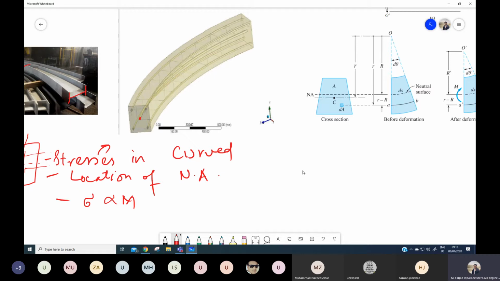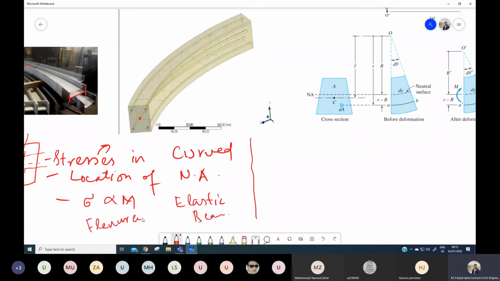The derivation is quite simple. Some of the steps involved we have already done in the elastic beam 3D derivation, and the rest of the steps you have done in the derivation of the flexure formula.